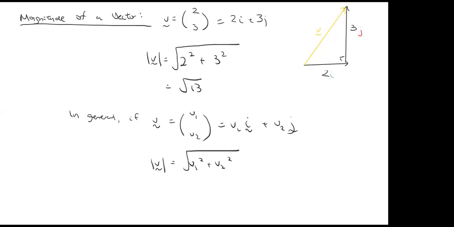And so hopefully, Paris, this clarifies what you were saying last week, about how you thought 2 plus 3 equals 5. You can see that because it's a vector, what you care about is actually this length here for the magnitude. So you really need to use the Pythagorean theorem here.